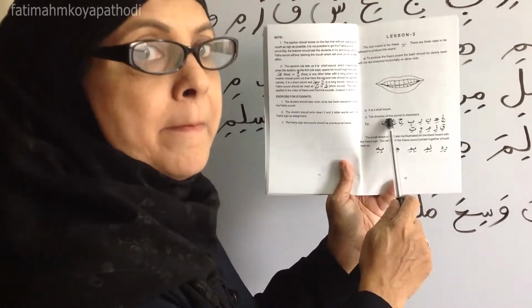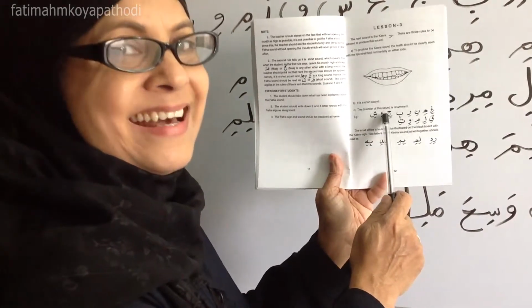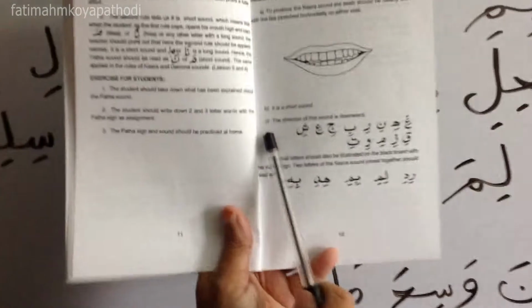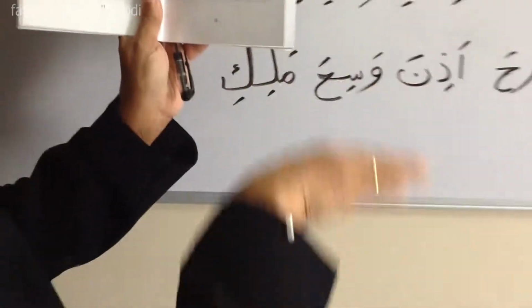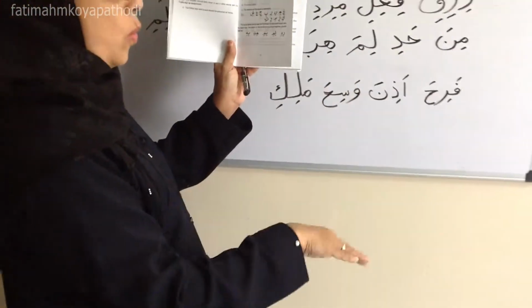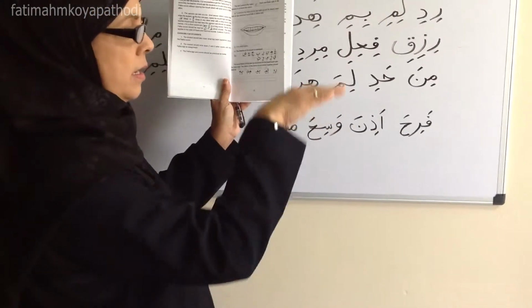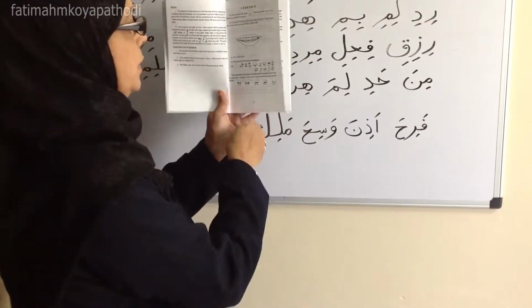Me, she, we, ki, ri, di. Keep it short as possible. The third rule says the direction of this sound is downward. So you see the sound going downward. It goes like this. Mi, di, we, he, ni, ki, ri, she. So the sound goes downward.